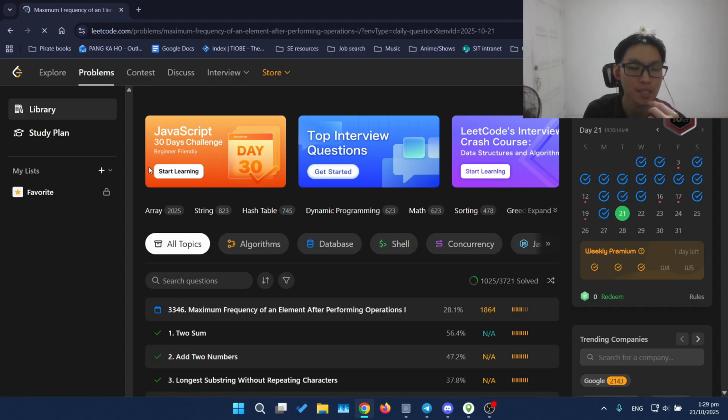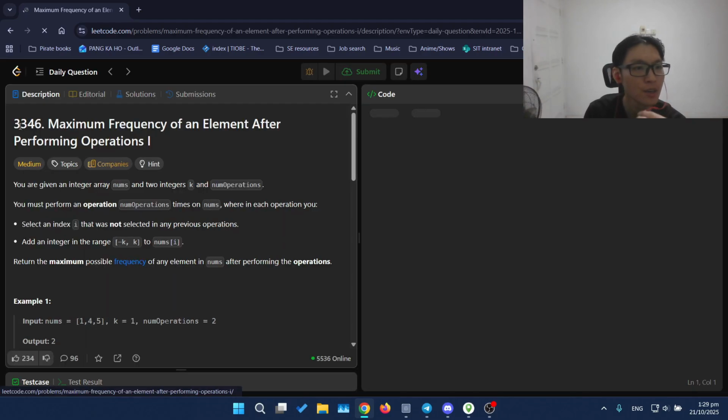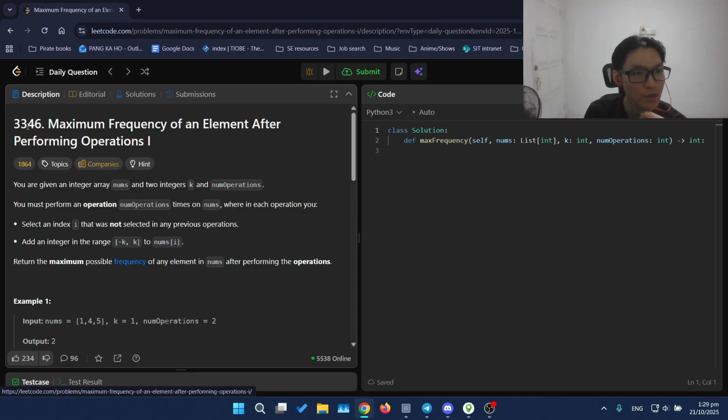Let's take a look at today's problem, 3346. Maximum frequency of an element after performing operations 1. There might be a harder version of this problem, and it's already 1800 rated.